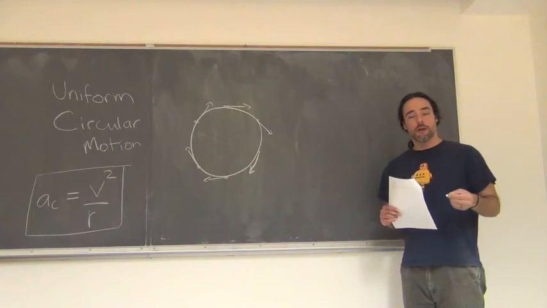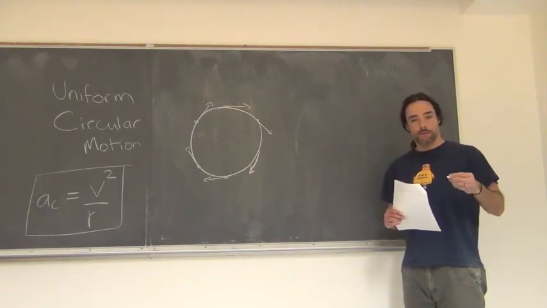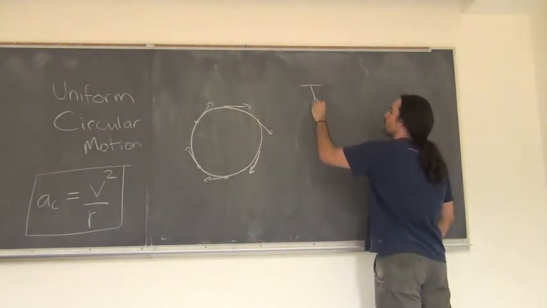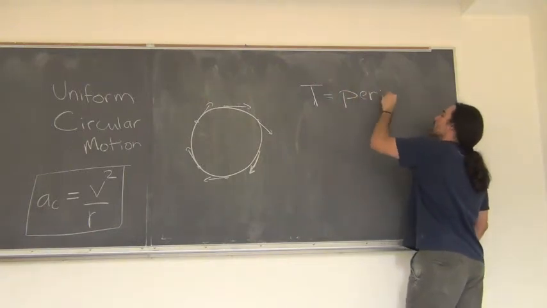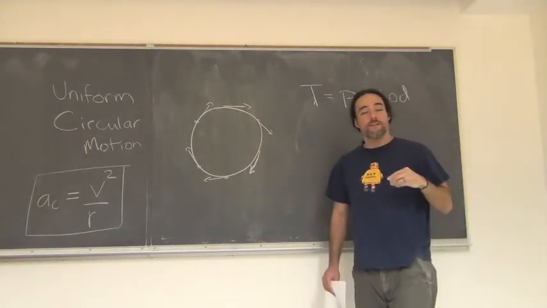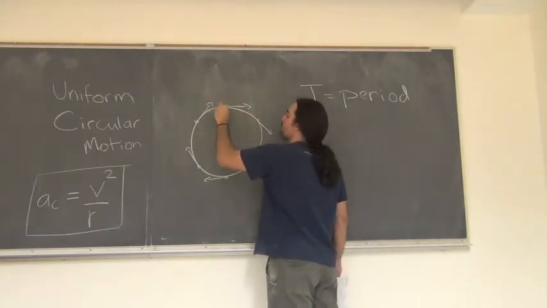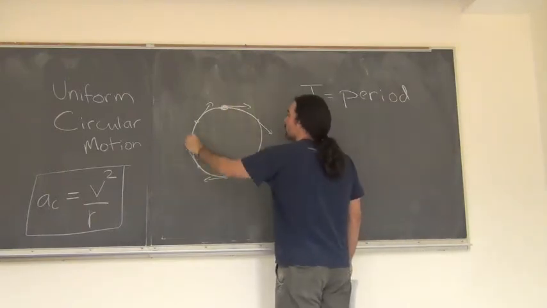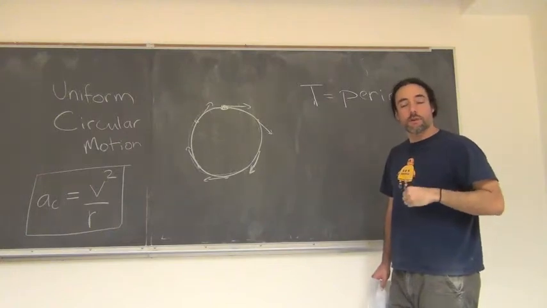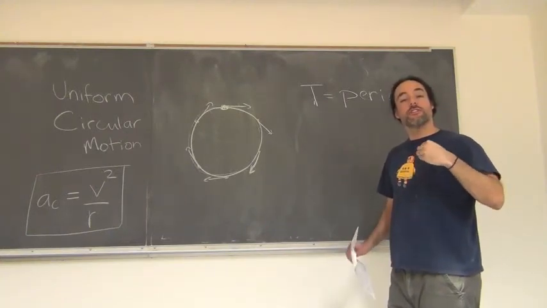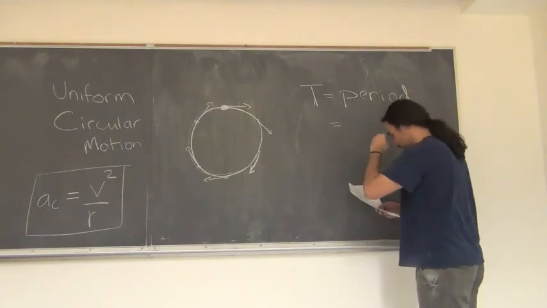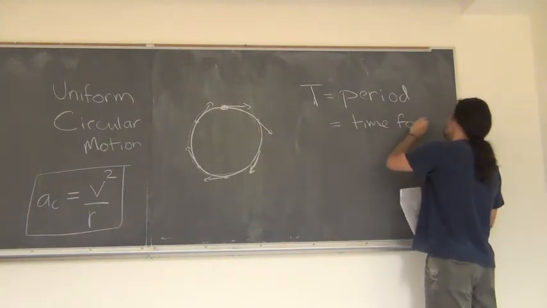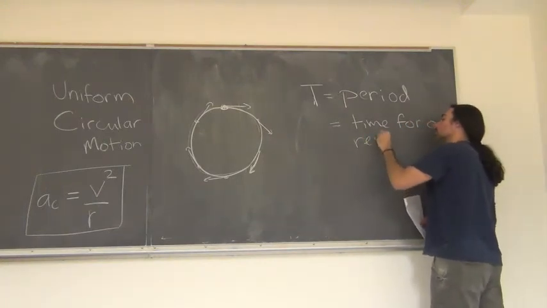There are some other important quantities to consider when describing uniform circular motion. One of these quantities is the period of the motion. We define the period as the time it takes to repeat the motion. So suppose you start at the top of that circle, and then you run around the circle and end up back at the top of that circle. The time it takes to go around is known as the period of the motion. So that's the time for one revolution.